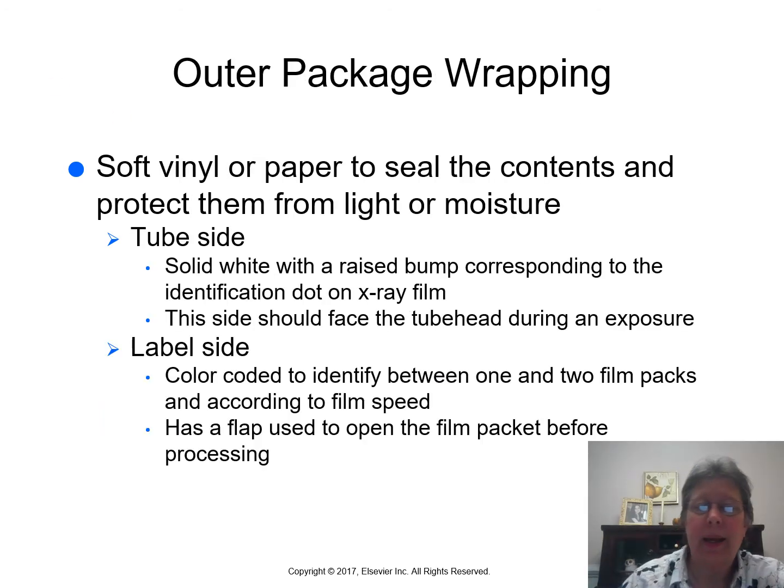Let's talk a little bit now about the outer vinyl package wrapping. It's a very soft vinyl so that when it's placed inside of the patient's mouth, it doesn't scratch or cut the cheek or the tongue. But it's used to seal all the component parts inside. It prevents the film from moisture and from light. We don't want the film to get wet when it's inside of the patient's mouth. And of course, we've already talked about the white side is the tube side. That's the side that needs to face the PID when we expose the x-ray.